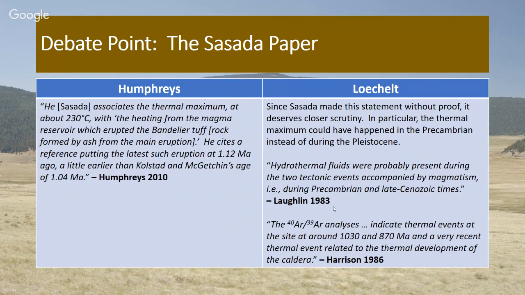And then Laughlin also said hydrothermal fluids were probably present during the two tectonic events accompanied by magmatism, i.e. during Precambrian and late Cenozoic times. So Laughlin, in that paper, was a very extensive study of the geology of the Fenton Hill site. They acknowledged that there were hydrothermal fluids, that is what Sasada was studying, and that they could have come from either the Precambrian or the Cenozoic.